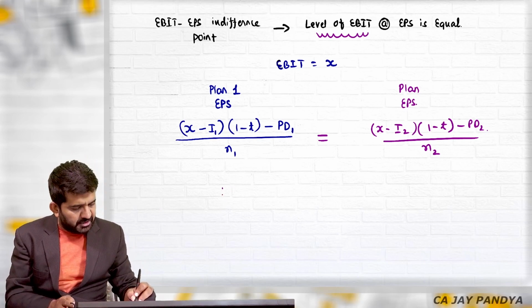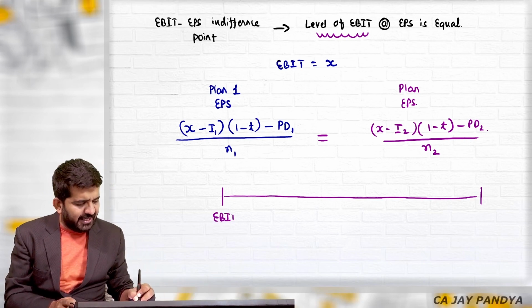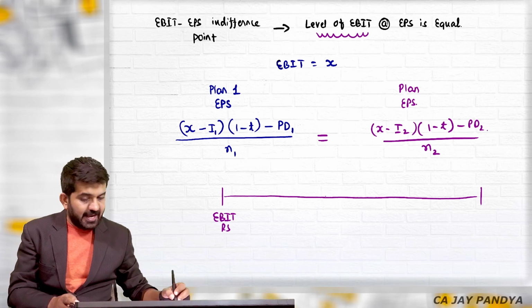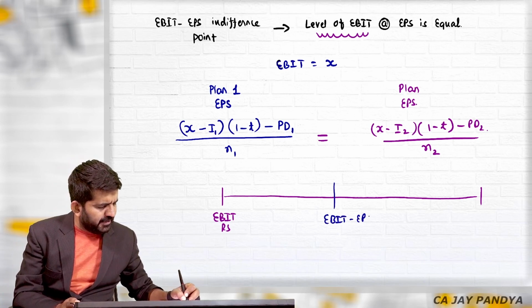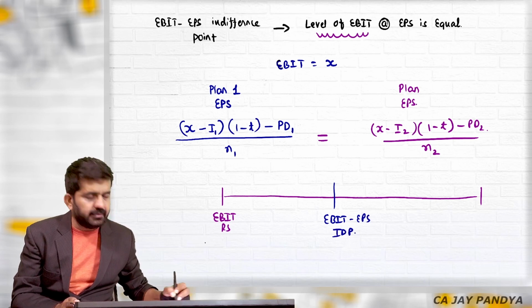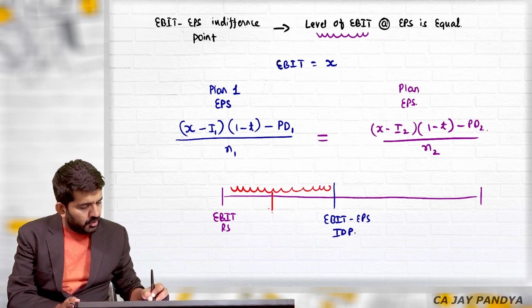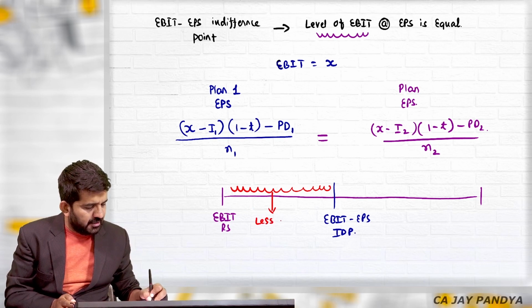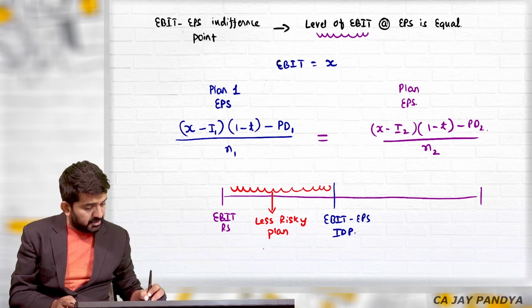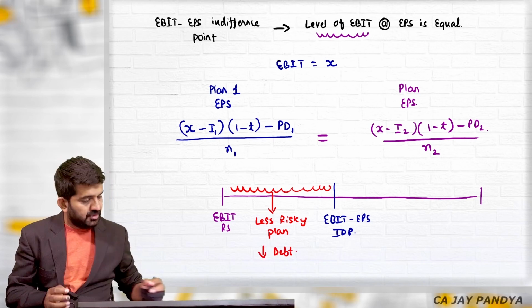So what is the logical understanding of this? For any company, if this is the EBIT line in rupees and this is the EBIT-EPS indifference point, below this you should opt, as far as capital structure is concerned, for the less risky plan. What is a less risky plan? Having lower debt or no debt.